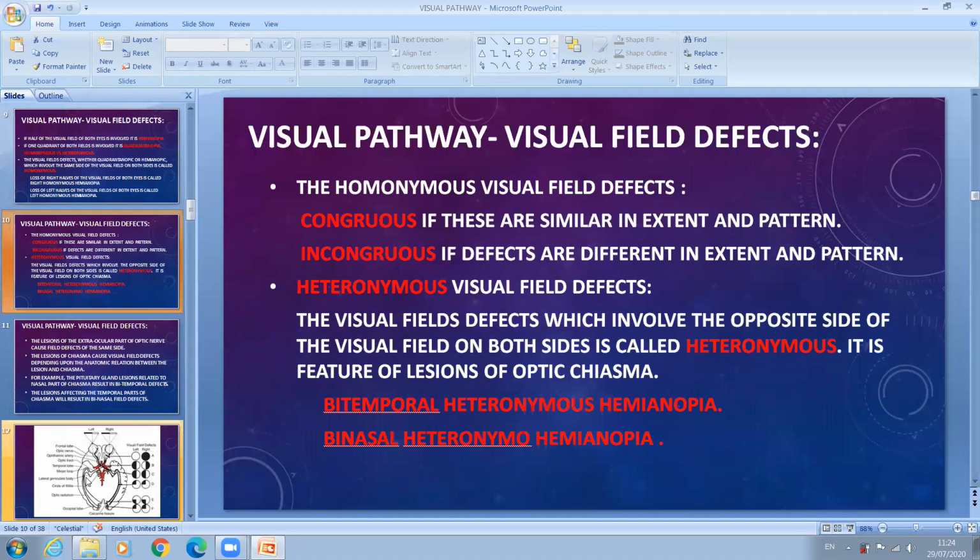So looking at that slide for the definitions, the homonymous hemianopias could either be congruous or incongruous. Congruous means they are similar in extent, pattern, and shape; how they appear is absolutely similar in both visual fields, the right and the left. They are called congruous, and if they are different in their extent and pattern, they are called incongruous. The heteronymous, again, are those where the nasal sides of both fields are affected, or the temporal sides of both fields are affected, either hemianopia or quadrantanopia. So they are called bitemporal heteronymous hemianopia and binasal heteronymous hemianopia.